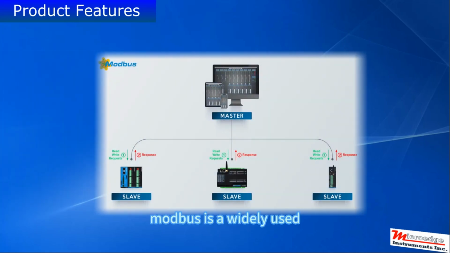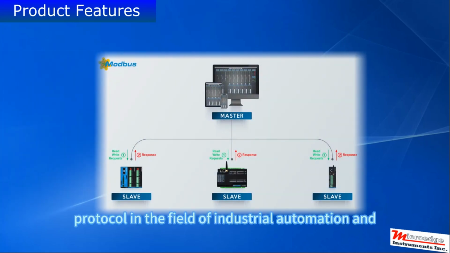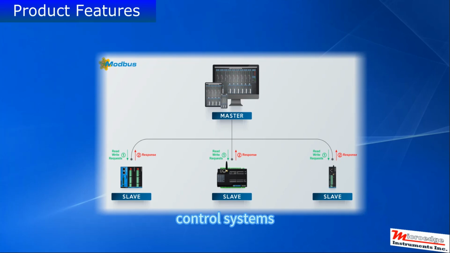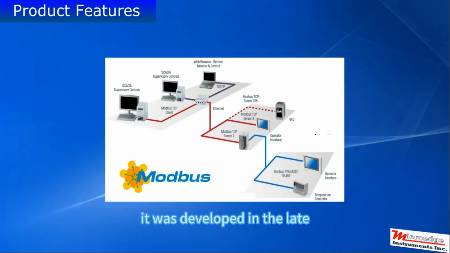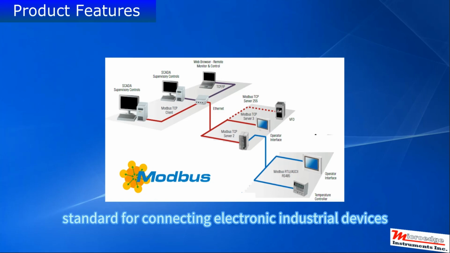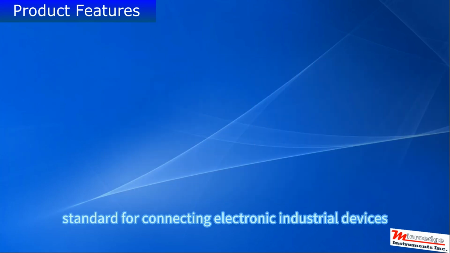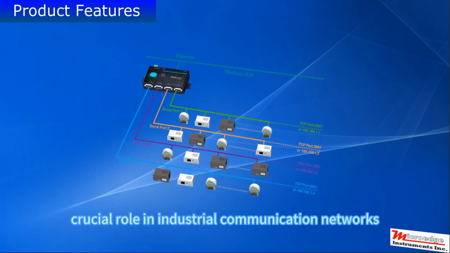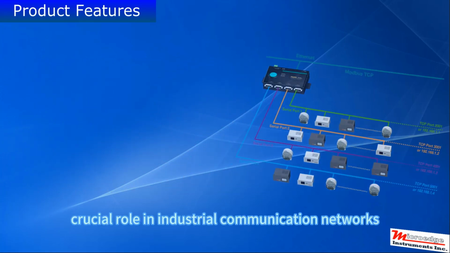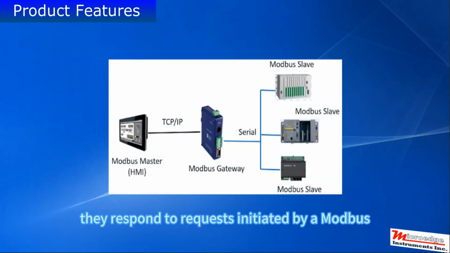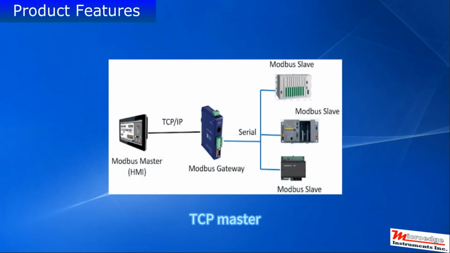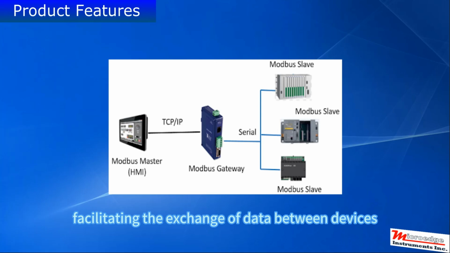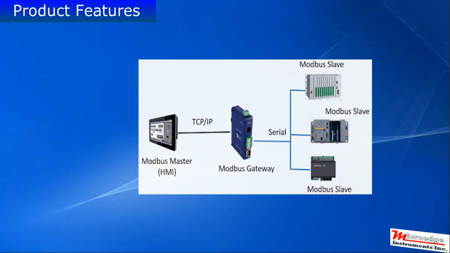Modbus is a widely used communication protocol in the field of industrial automation and control systems. It was developed in the late 1970s and has since become a de facto standard for connecting electronic industrial devices. Modbus TCP slave devices play a crucial role in industrial communication networks. They respond to requests initiated by a Modbus TCP master, facilitating the exchange of data between devices.